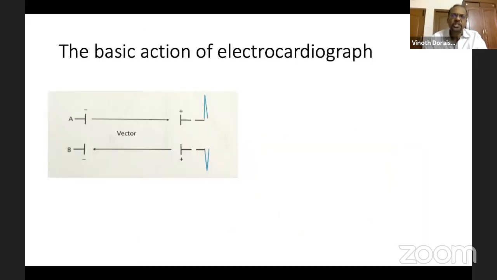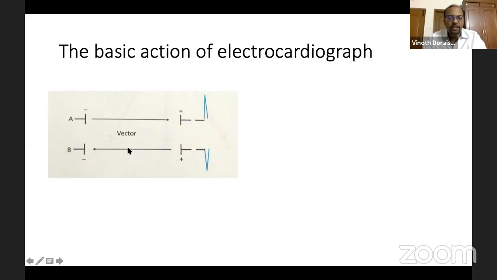The basic action of an electrocardiograph is that it has to detect the electromagnetic potentials going between the negative terminal and the positive terminal. If the vector, which has both direction and magnitude, as I have told before, is going towards the positive lead, then you will get an upward deflection above the baseline. If it is going away from the positive lead, you will get a negative deflection, below the baseline. Depending on the magnitude of the vector, you will get a very large spike; if it is small magnitude, you will get a small spike.